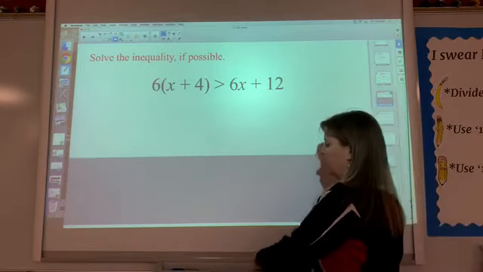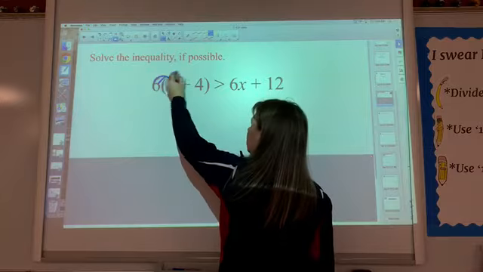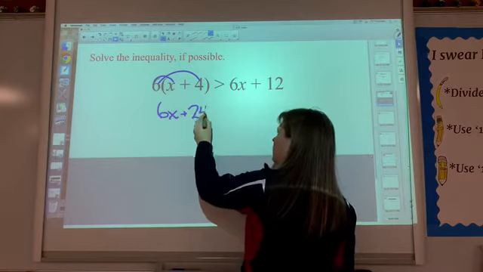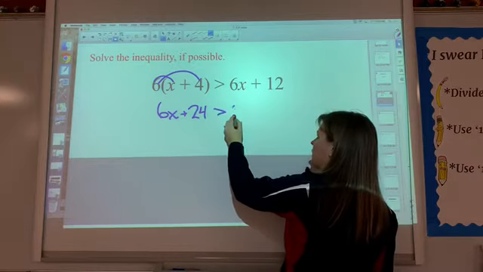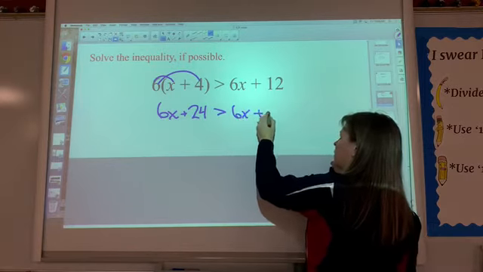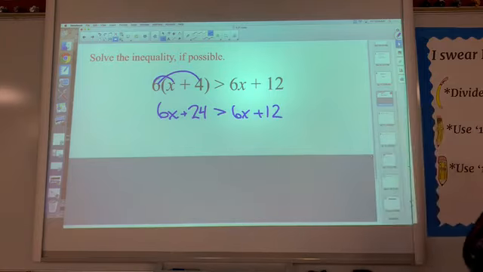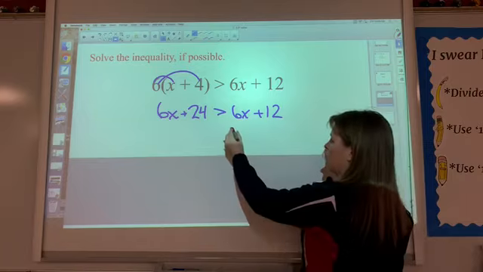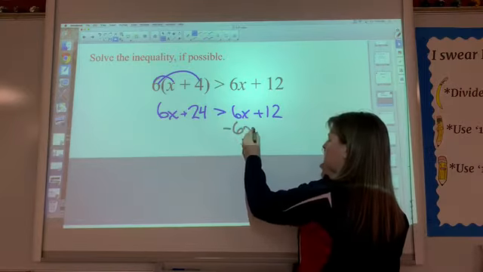Okay, it looks like on the left we're going to need to distribute: 6x + 24, and then keep our greater than sign, 6x + 12. Now on day 1 we worked on getting the x's on the same side of the equation, and pretty much we always put them on the left side in case we had to graph it. So we're going to still do the same thing, but watch what happens when we subtract 6x from this side.